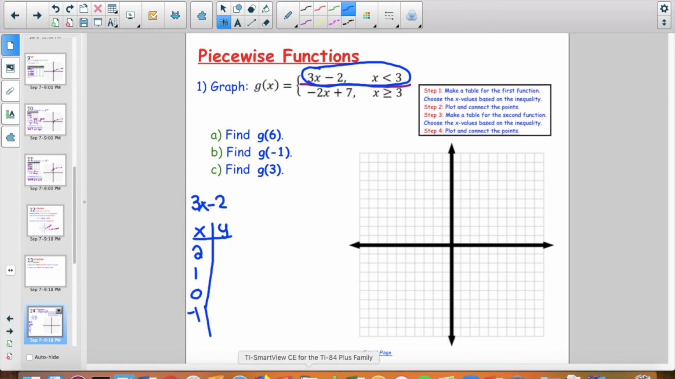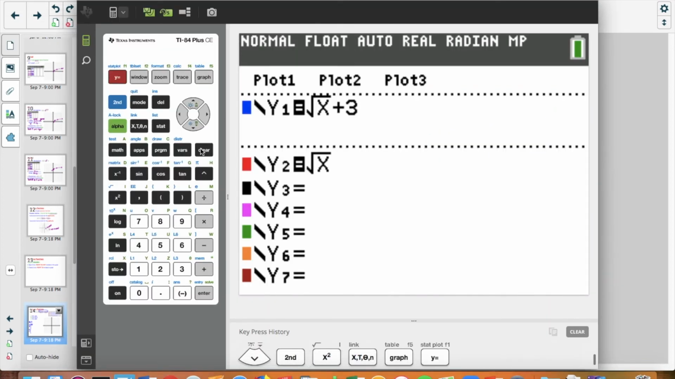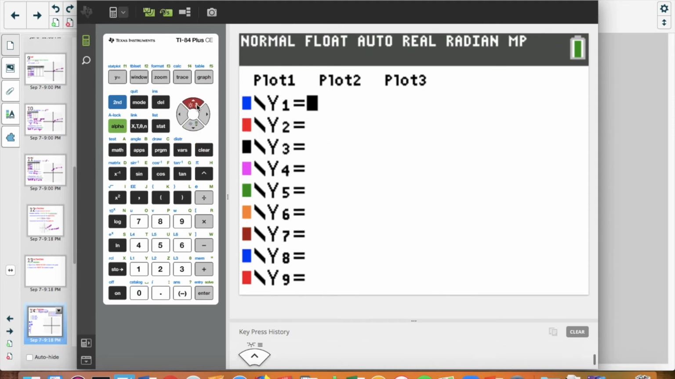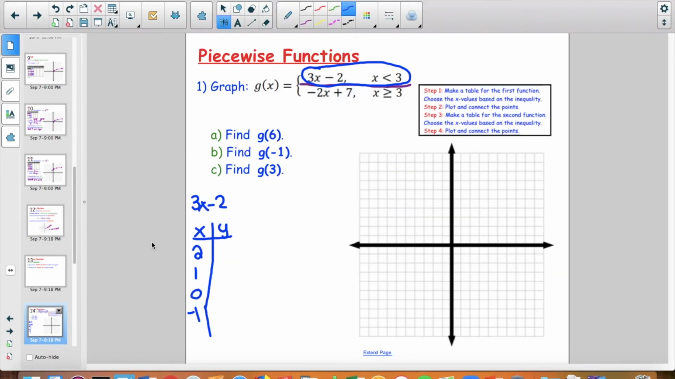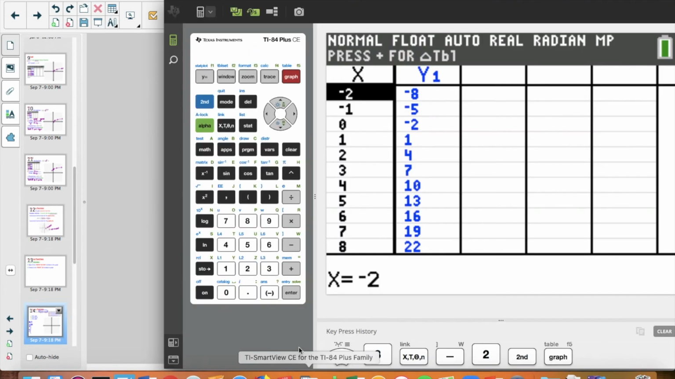Now what we're going to do is go to our calculator to get these values. So we're going to go here and type in the function. It was 3x minus 2. So I'm only focusing on that one graph for now. Second table. Now I'm going to look at the x values that I wrote down. If you wanted to write down different x values, that's fine. If you want to go to -2, -3, that's fine, as long as it doesn't start at 3. It's strictly less than 3.